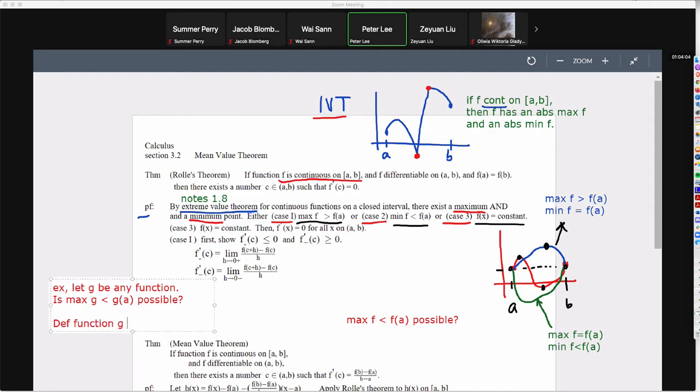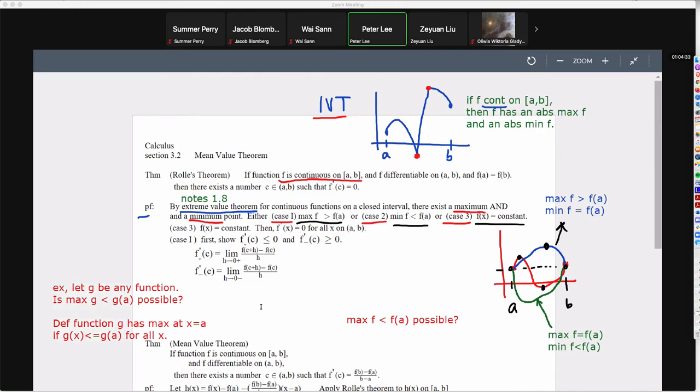Function g has a max at x equals a if g of x is less than or equal to g of a for all x.